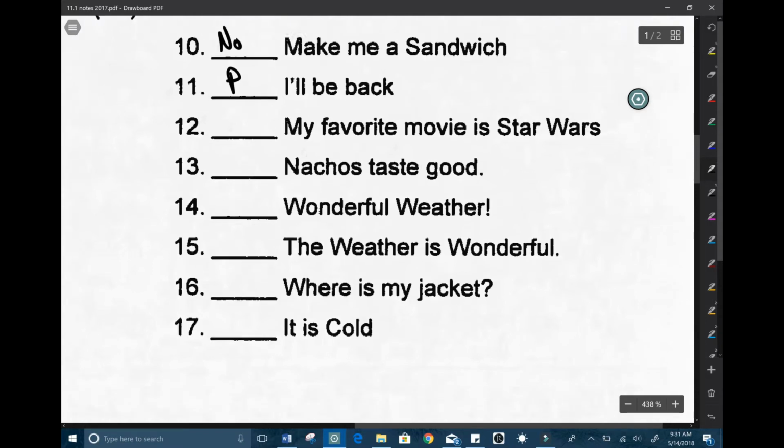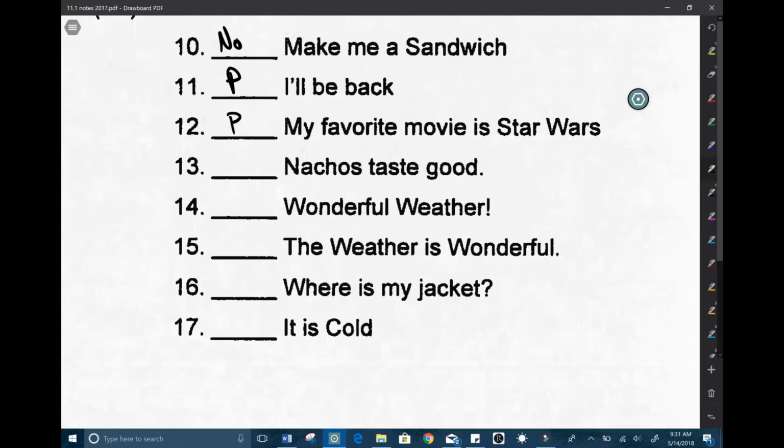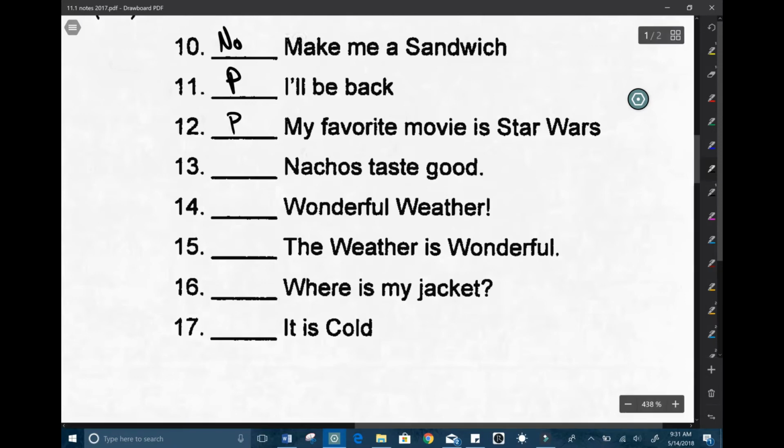My favorite movie is Star Wars. That is definitely a proposition. That's true, and that's always true. Always. The Force will be with you. Anyway, nachos taste good. That's a proposition. Now, it is an opinion, but opinions are okay. All right, same with Star Wars. That's an opinion, but it's still a proposition. You could say true or false.